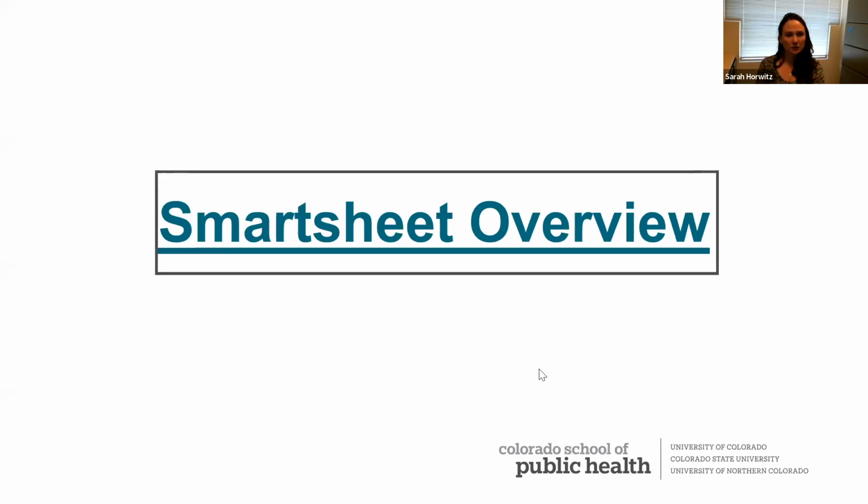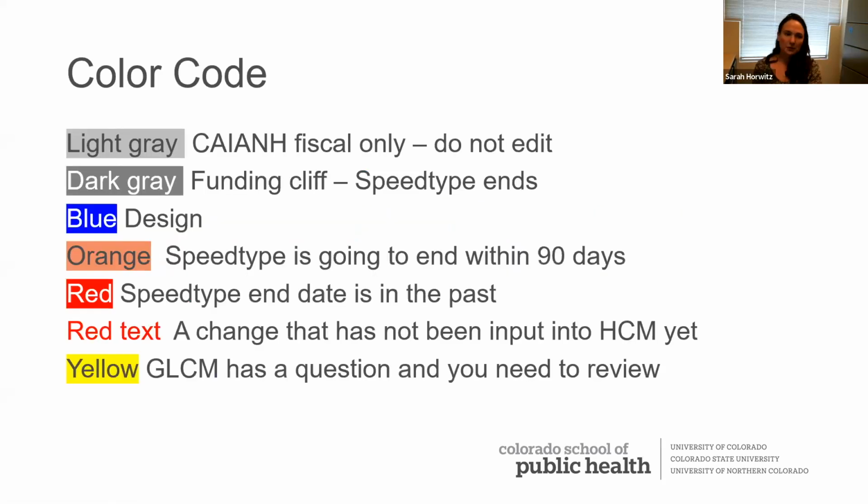Next, I'm going to go through how to add, and kind of when you're going in and changing what you're going to do each month or more than each month. So I went through a lot of this, but I'll go through it again. I'll go through a few other additional things. So we went through the light gray, dark gray, blue. The spreadsheet is set up so that if you've put in a speed type end date that's more than or less than 90 days from today's date, that whole row will turn orange. So that's a good way.